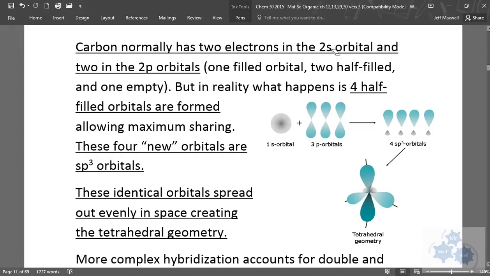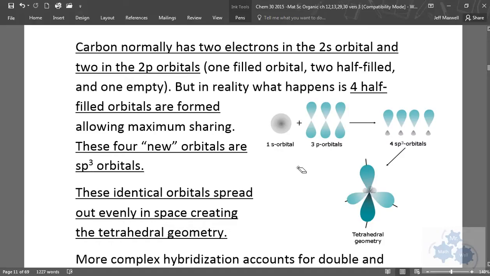So instead of 1 completely filled orbital and 2 half-filled of the 3, there's 4 all half-filled orbitals. And this allows for maximum sharing of these electrons, right? These 2 electrons can actually split, and they can actually bond as well. So these 4 new orbitals are called the sp3 orbitals.